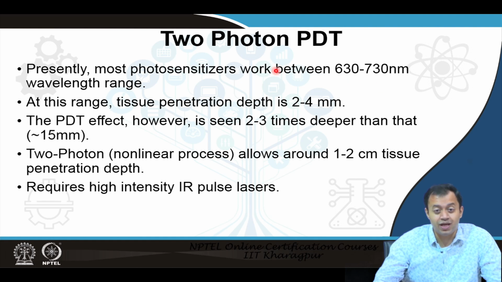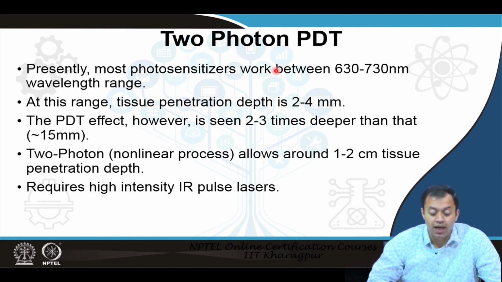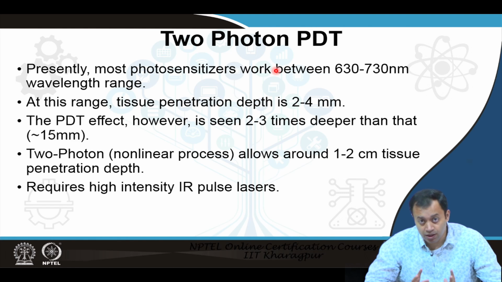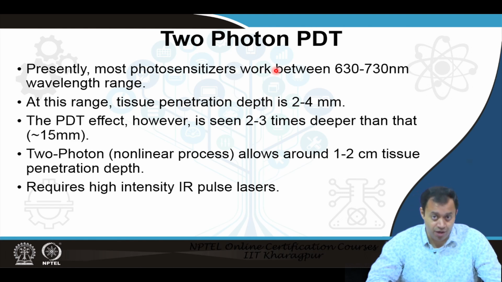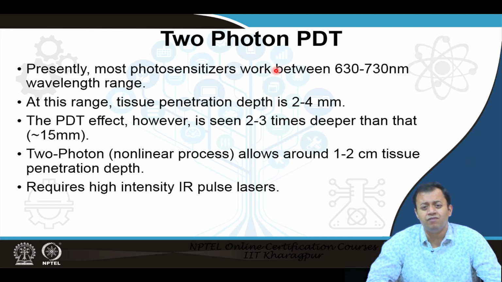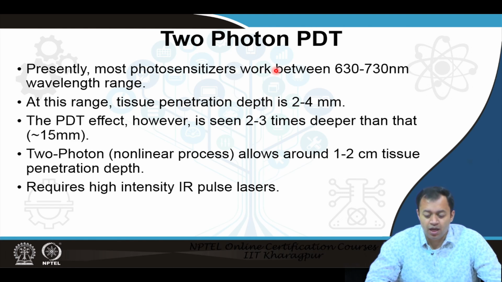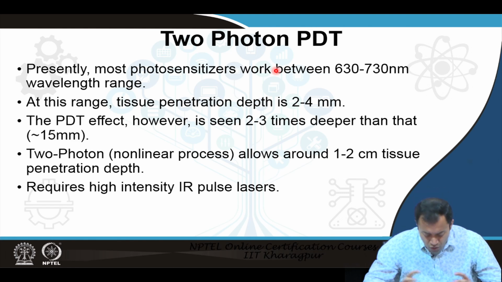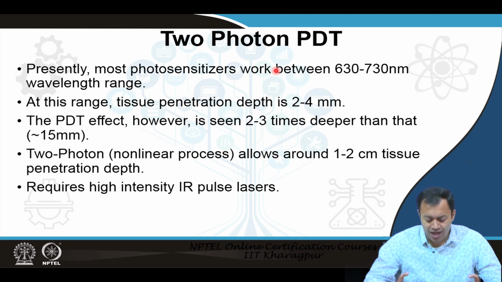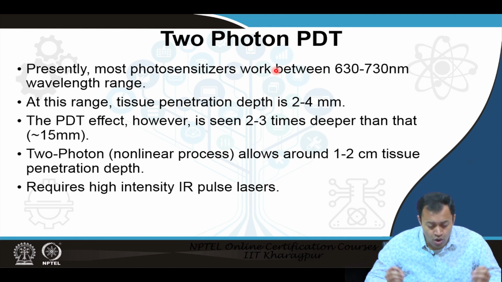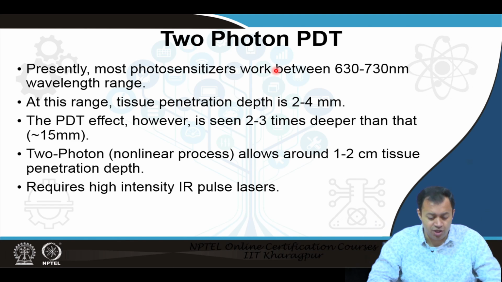Remember, this is the window where biological tissues are more or less transparent. By transparent I mean the scattering is comparatively less, from about 630 to 1350 nanometer. So, you have an entire range where the tissue is scattering less, and more light can penetrate.